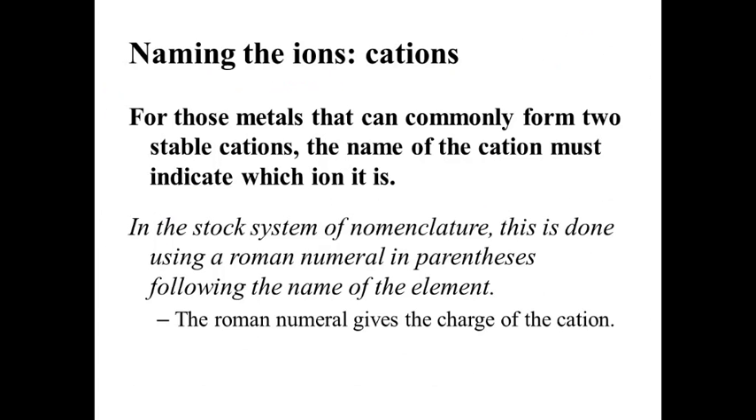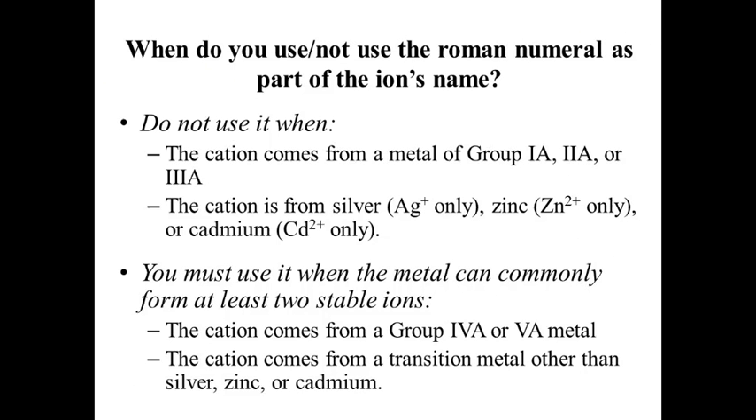And the problem is when I go to grade these, if you use Roman numerals and you're not supposed to, you get it wrong. And if you don't use Roman numerals for the cation, and you're supposed to, you get it wrong. So, grr, right? Okay, so the purple is up there. Do not use Roman numerals when the cation comes from 1A, 2A, or 3A metals, or when it's silver, zinc, or cadmium. You must use Roman numerals for all other metals.